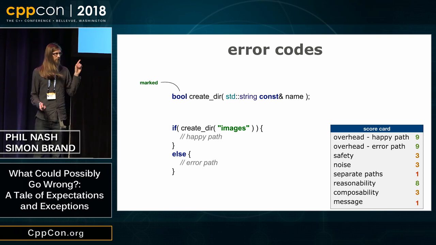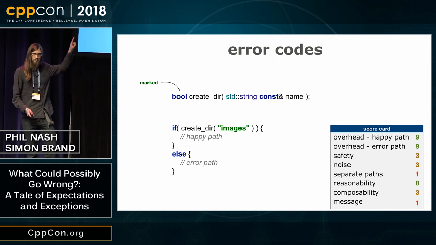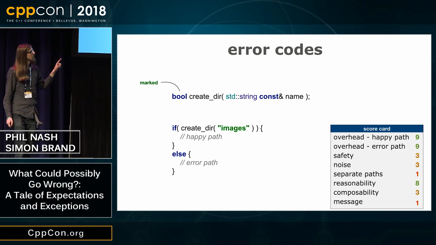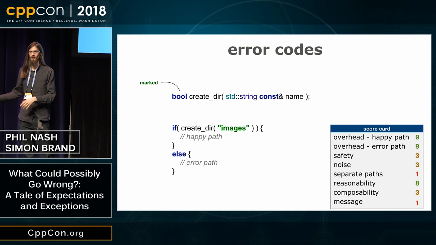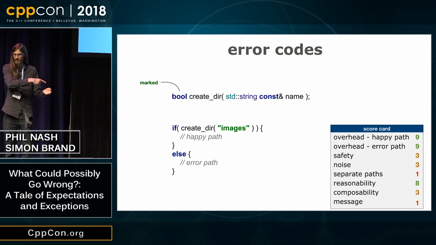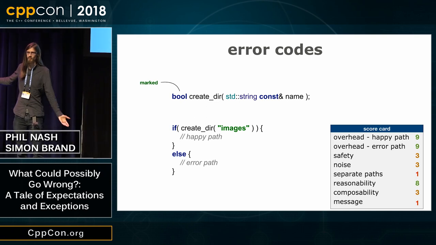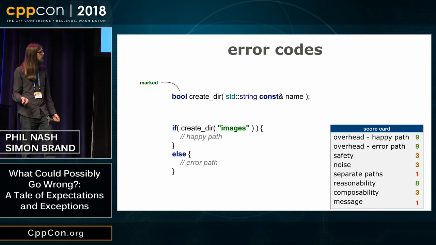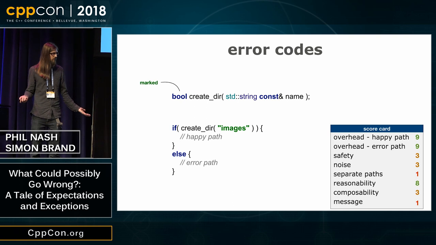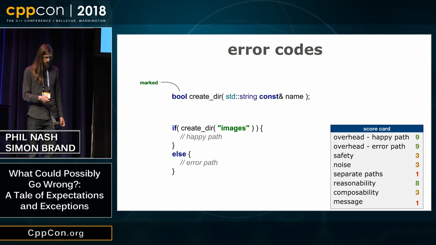There's also a composability issue here. Because we're returning a bool, if we wanted to actually return something from this function, we'd have to use an out parameter or something else. So we can't just pass objects down through a chain of calls. So we can't really compose these functions. That's unfair? Yeah, that's fair.